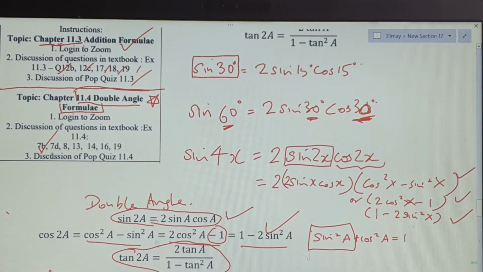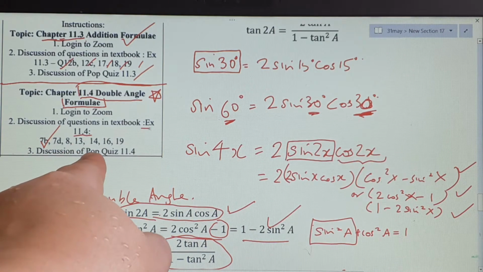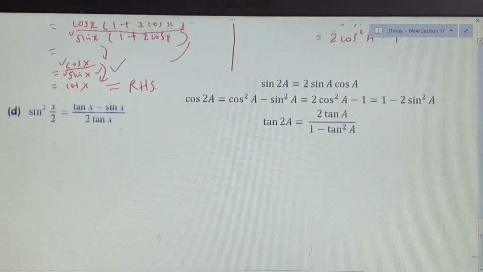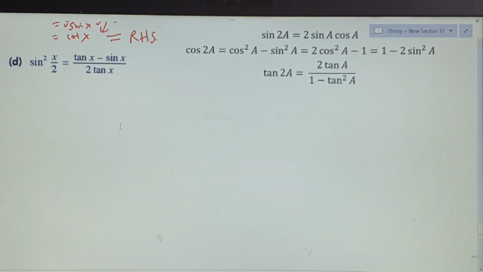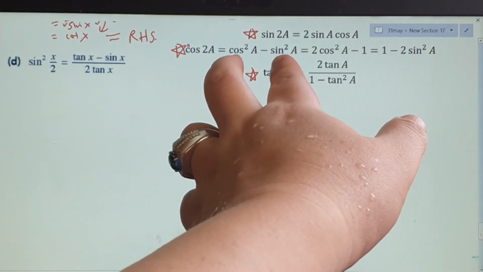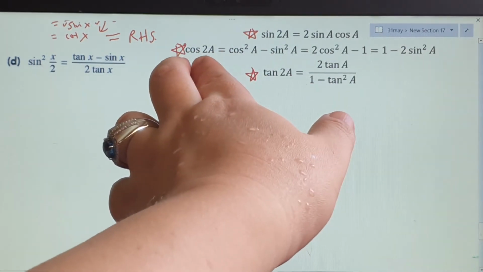Okay, we'll be doing 7D and number 8 of 11.4A Maths for this particular video. Remember we learned about the double angle in the previous two lessons. So you have the double angle for sine, double angle for cosine, double angle for tangent, and we mentioned that double angle for cosine, right? There are three different variations. It can be this one, or this one. They are all equivalent to cosine 2a.